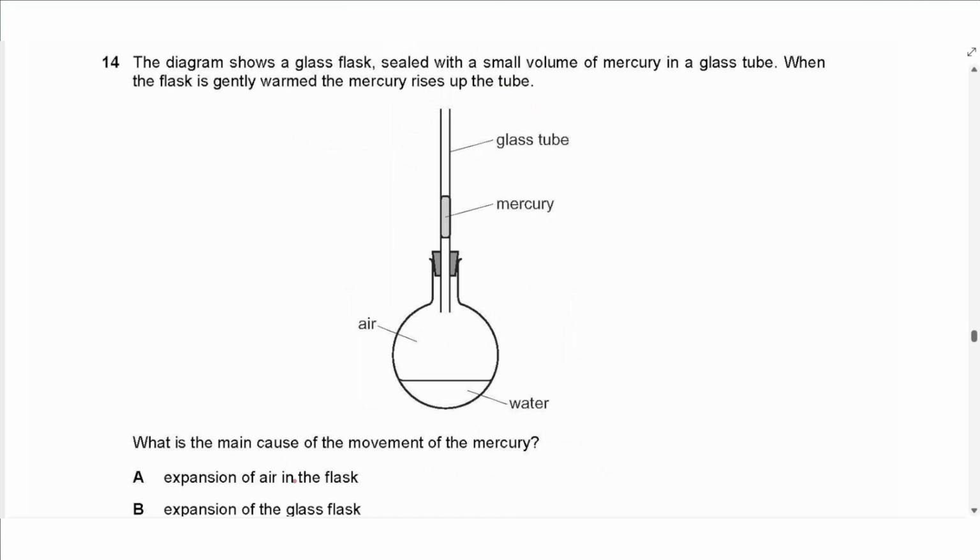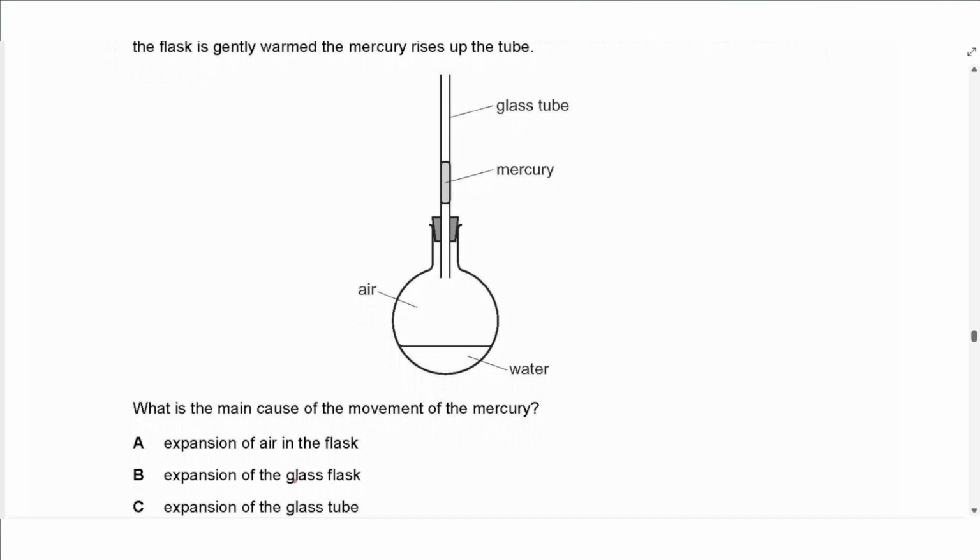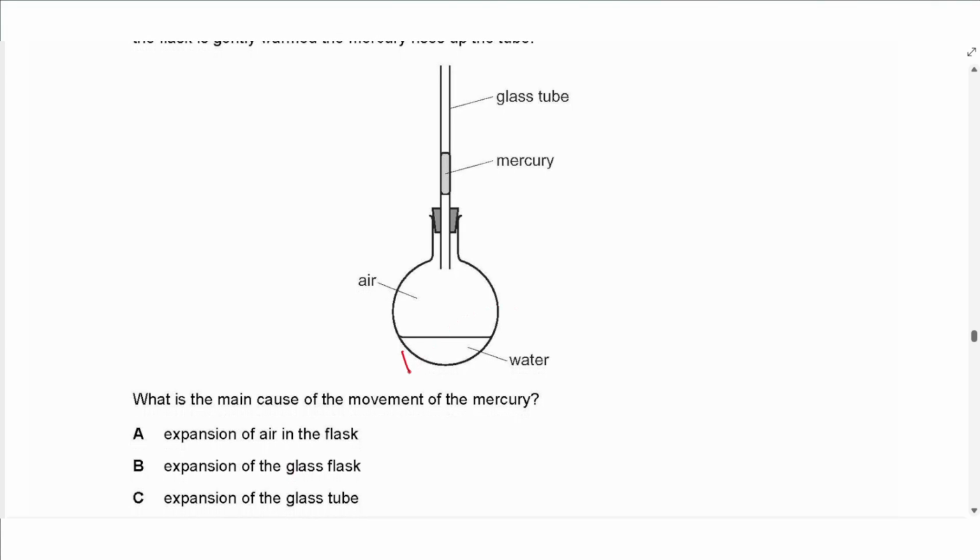Question 14 says the diagram shows a glass flask sealed with a small volume of mercury in a glass tube. When the flask is gently warmed, the mercury rises up the tube. What is the main cause of the movement of the mercury? So if we are heating from the bottom, the water is getting heated and the air above it is getting heated, and the air is what pushes the mercury.